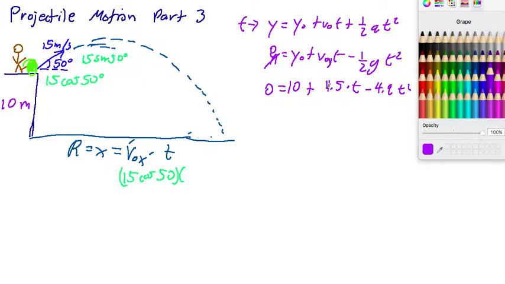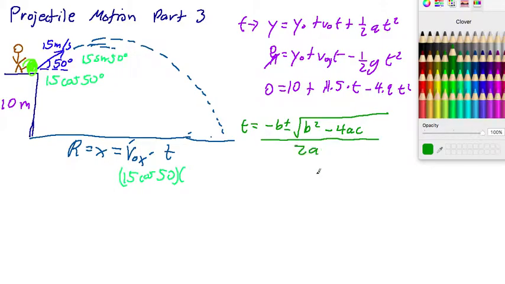Now, in order to solve for t for this equation, you're going to have to use the quadratic equation. It is a little bit painful, but we'll get through it. I'll walk you guys through it. So now let's go ahead. The quadratic equation is t equals negative b plus or minus the square root of b squared minus 4ac, all over 2a. Alright, so now we're just going to plug in the numbers, plug and chug.